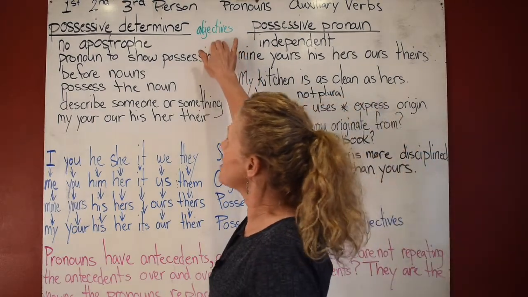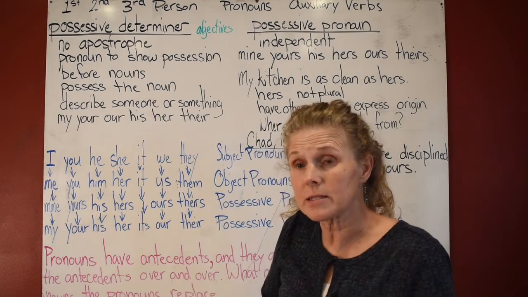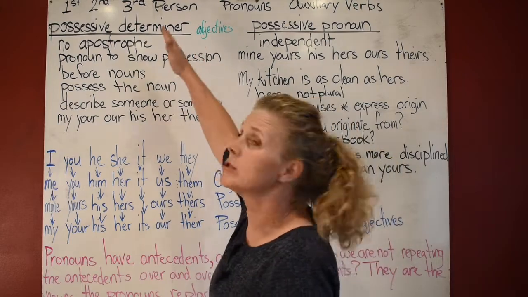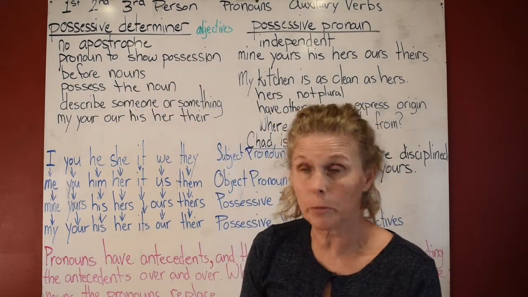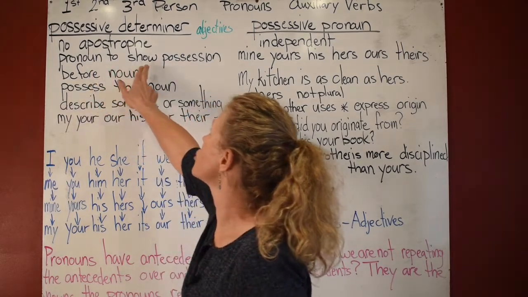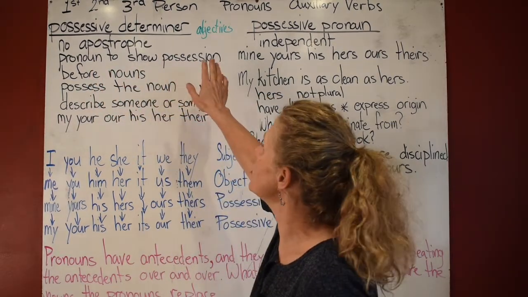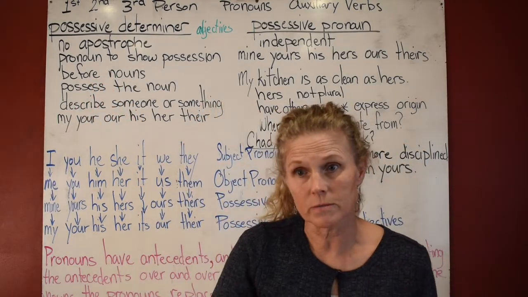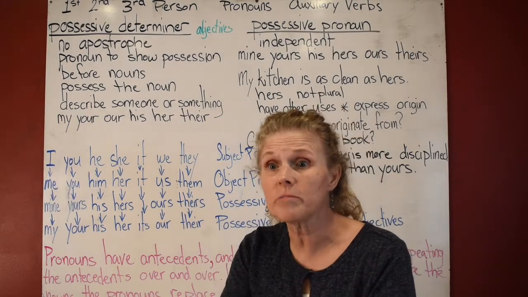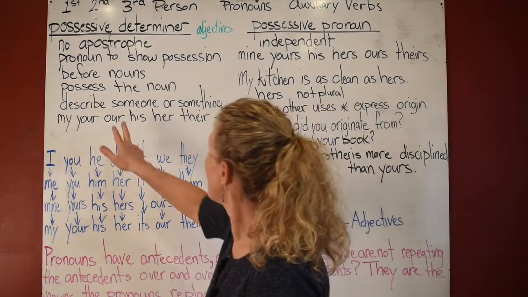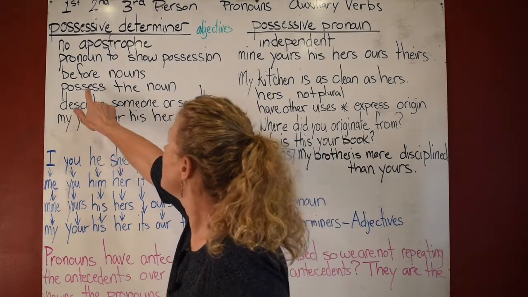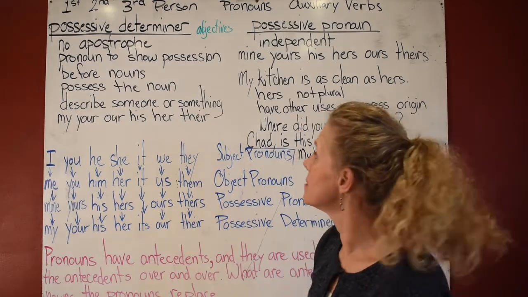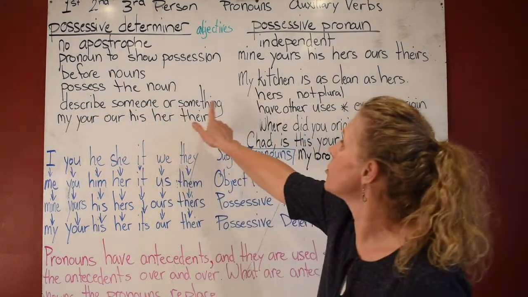So they are the adjectives in the sentence. So they do not have apostrophes. So you need to remember, if you're using them as an adjective like that, they're not going to carry an apostrophe. Now, the pronoun shows possession. If you're going to use these pronouns, you're going to possess something. They also come right before the noun. They are sitting in the attributive position and they're coming before the noun. Okay? And they possess the noun. All right? They're possessing whatever the noun is. They also describe someone or something.